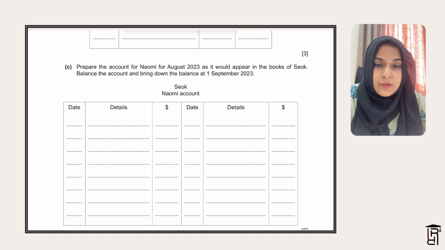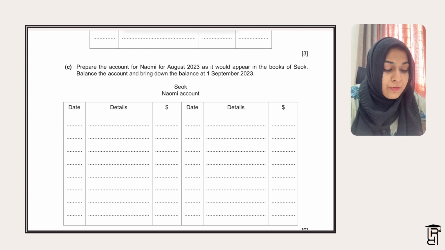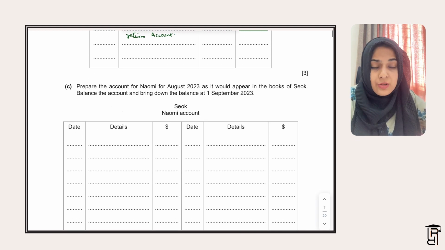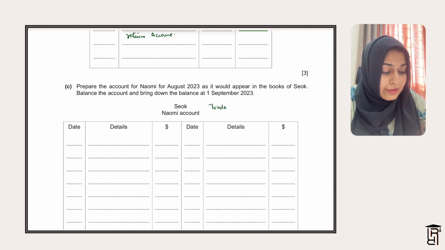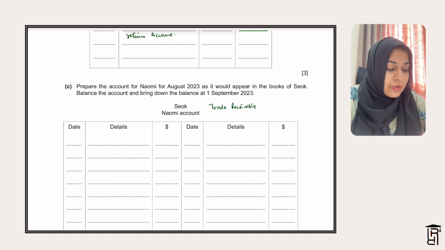So in part C of the same question, they're saying prepare the account of Naomi for August 2023 as it would appear in the books of SEOC. Balance the account and bring down the balance at 1st September 2023. So Naomi, for SEOC, is basically a trade receivable, because SEOC is selling goods on credit to Naomi, and Naomi basically owes SEOC. So Naomi is a trade receivable.